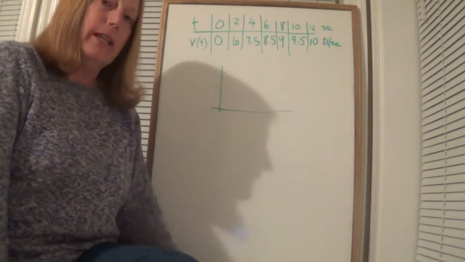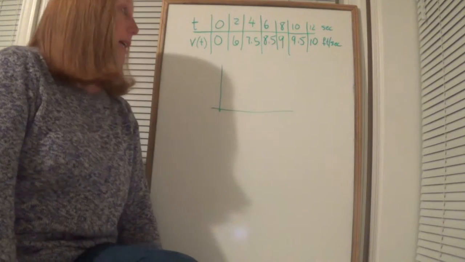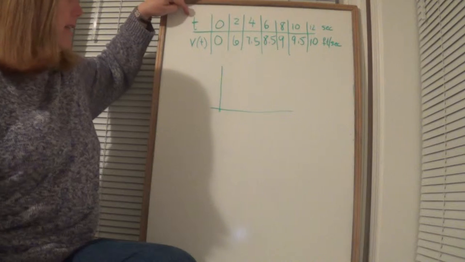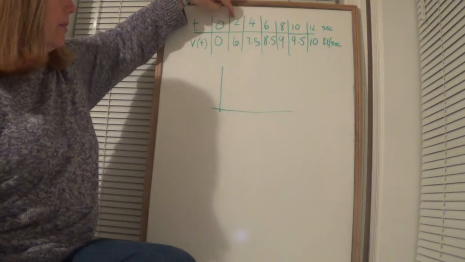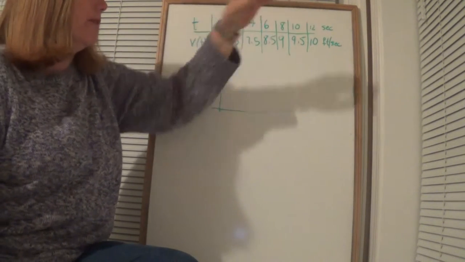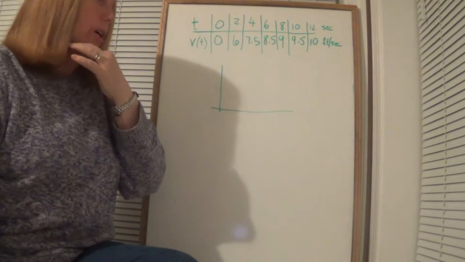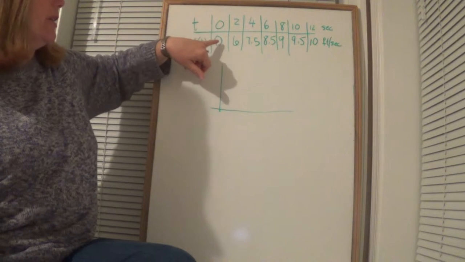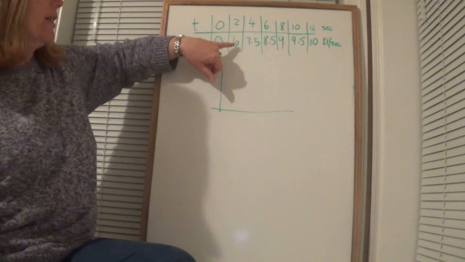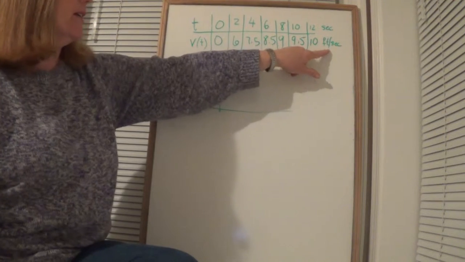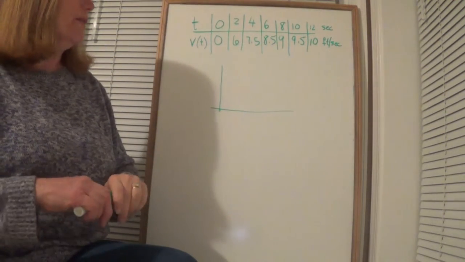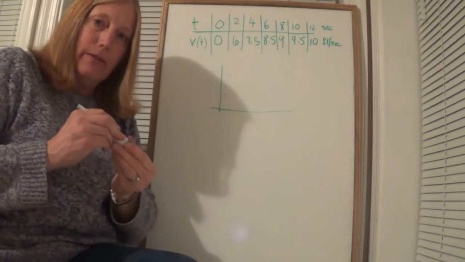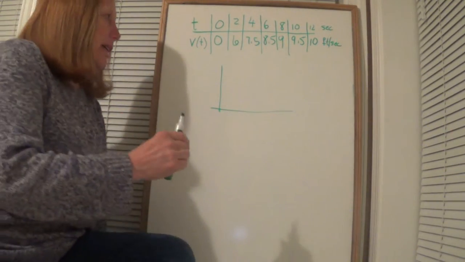But for now, if you could write down this example problem. Here we have a bicyclist, and his time is 0 seconds, 2, 4, 6, 8, 10, and 12. So if you would jot down this little chart, the velocity of the bicyclist at 0 seconds is 0, at 2 seconds is 6 feet per second, and so on. So there's the information for the bicyclist. You can stop the video and write down the chart if you can't get it down quick enough.